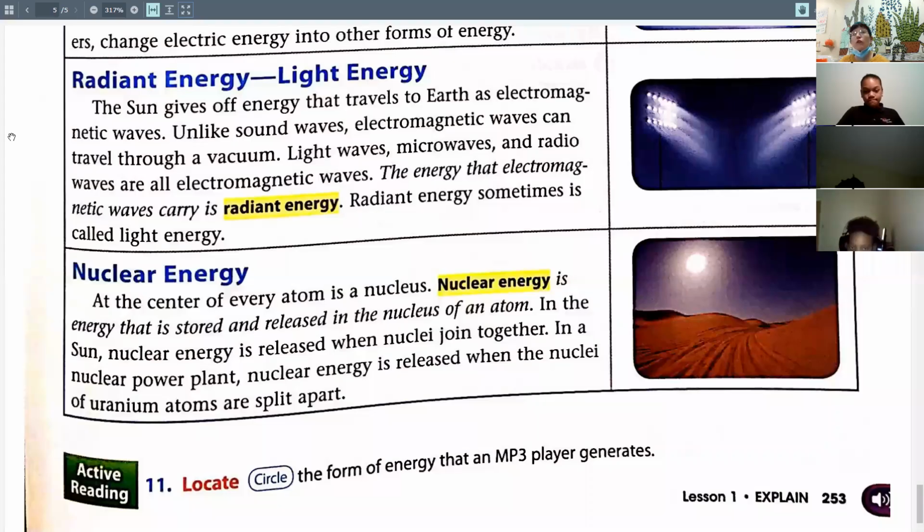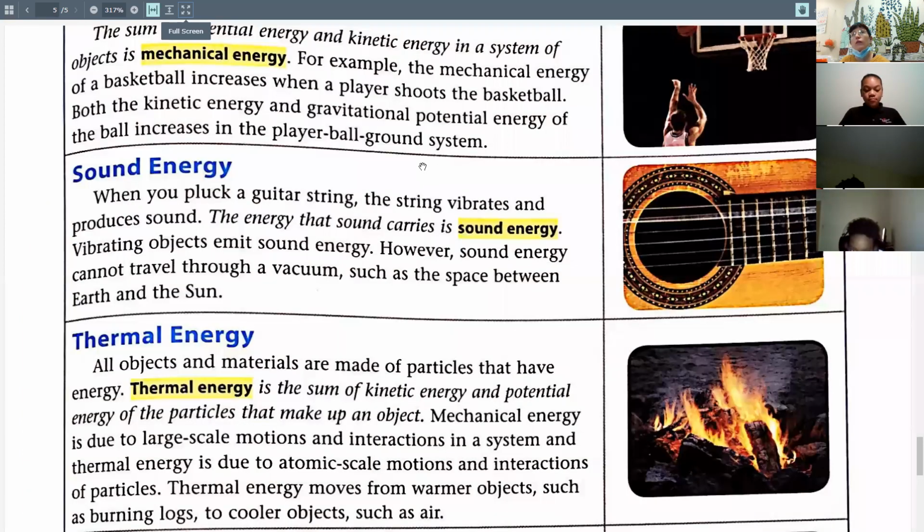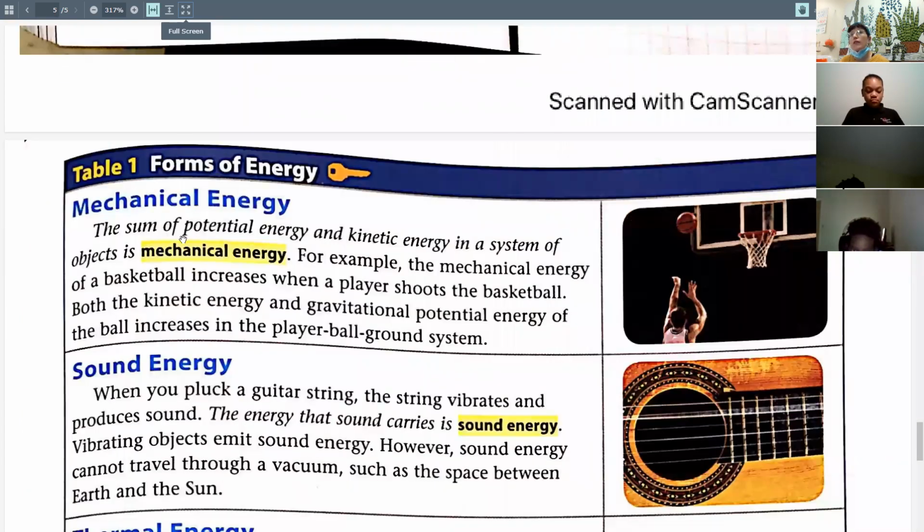So we just went over mechanical. That was the sum or total amount of potential and kinetic energy in a system of objects. And they gave the example of potential energy, when somebody shoots a basketball, that it has the potential to move. And even in that video I showed, at the very top, the maximum it can get, it's kind of frozen for a second and then continues to move again.